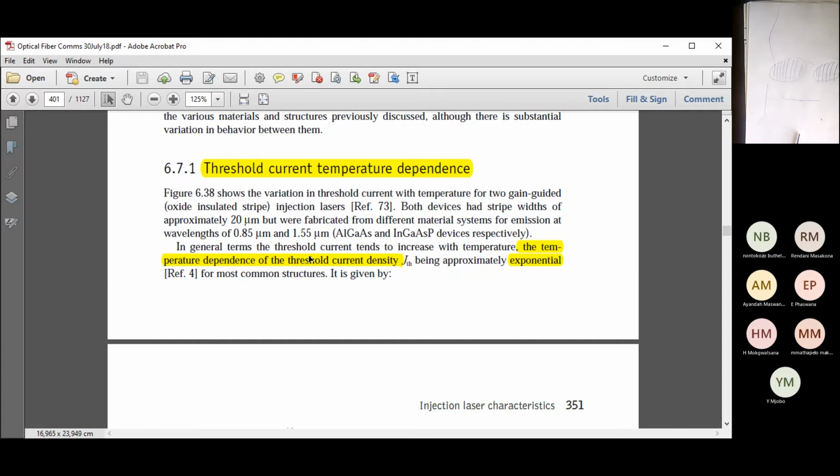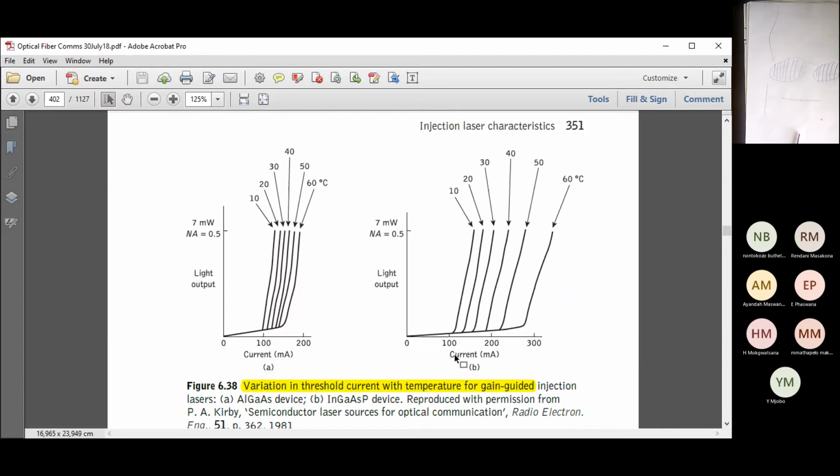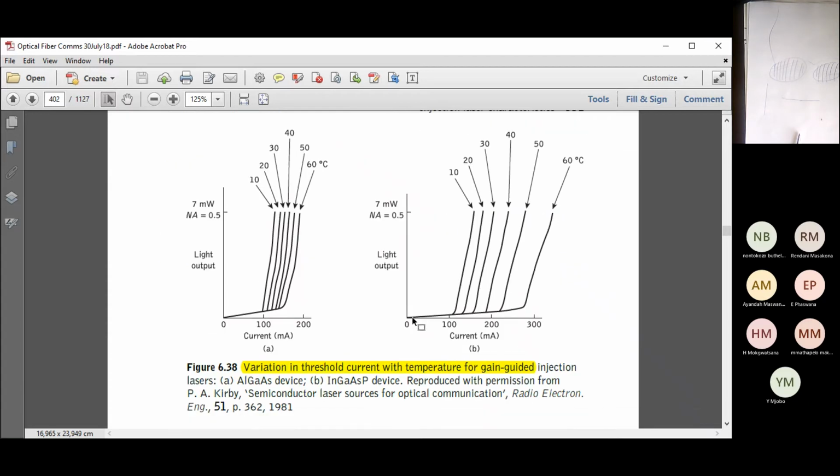So if the current goes from 100 milliamp to 200 milliampere, the temperature in the laser will increase a lot. Now, when the temperature increases, the current will increase again. So it causes an unstable working point. And we don't want that. That is why the lasers at this current will become so hot. At this current, it will become 60 degrees.